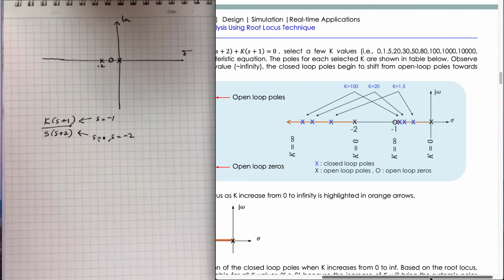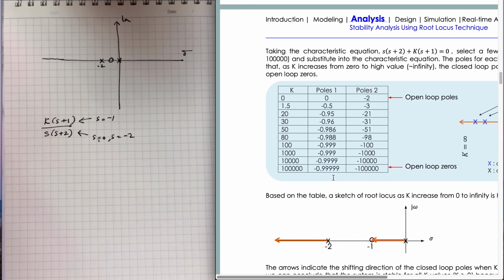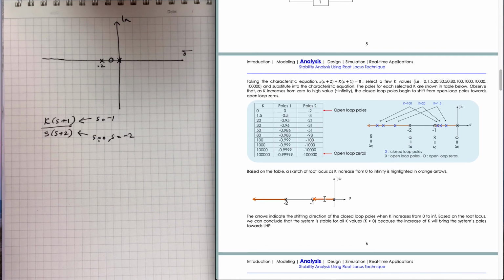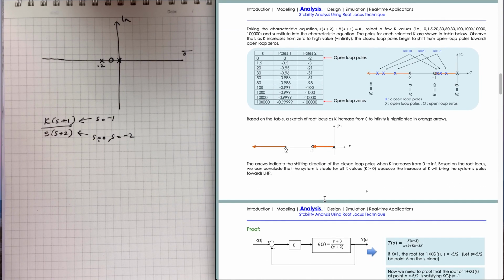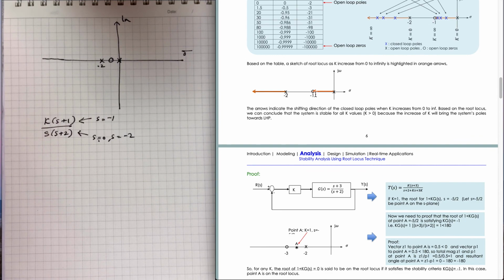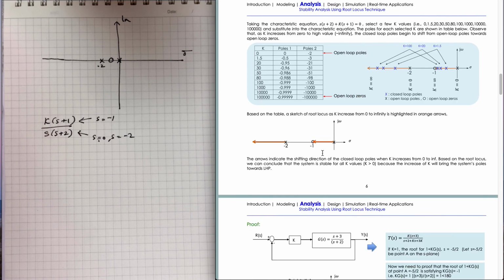So now we know that as K increases, this is the locus, the directions of the closed loop poles, from open loop poles moving towards open loop zeros. In between, the orange color is the direction of the closed loop poles. Okay, we stop here first.